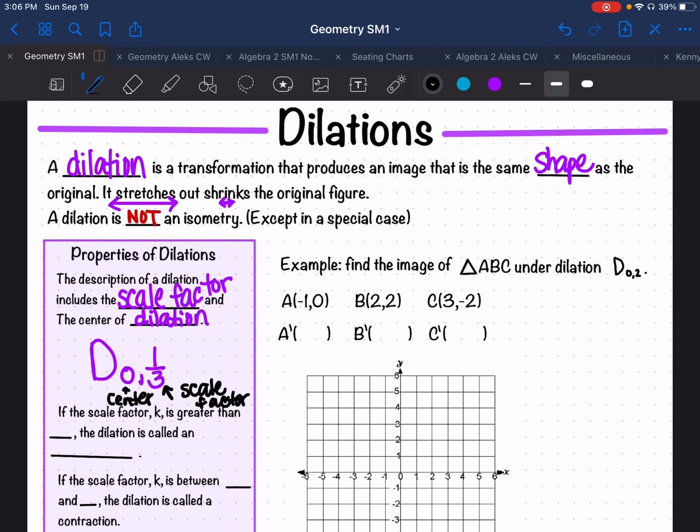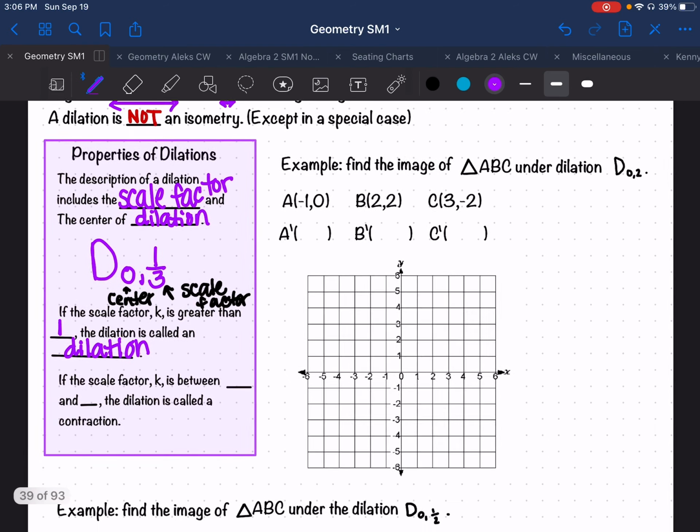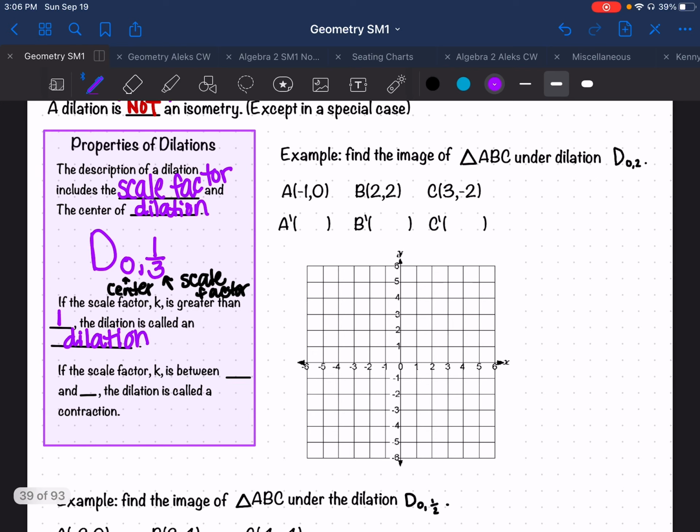If the scale factor K is greater than 1, my dilation is called a dilation. That does not sound right. I'm going to fix that in class, but that doesn't sound right. If the scale factor K is between 0 and 1, my dilation is called a contraction. Yeah, I'm thinking that dilation is not correct. All right, so let's go ahead and take a look at our first example.